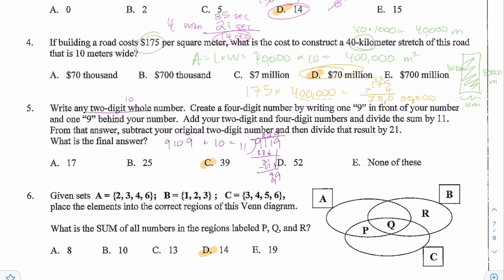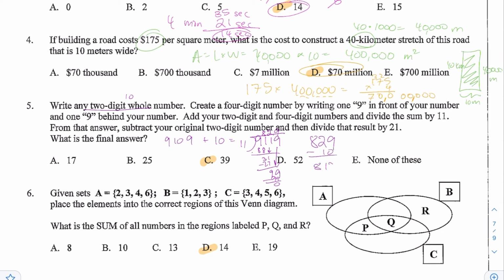You get 829. To get 829, and you want to subtract your original 2-digit number, which is 10. Get 819. I want to divide 819 by 21. So this will go in 3 times. I'll give you 189, and 21 times 9 is 189. So the answer is 39. So the answer has to be choice C, because it says write any 2-digit number, and it will always be equal to this answer.